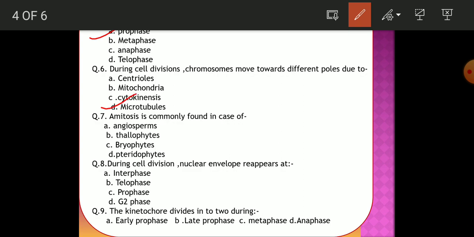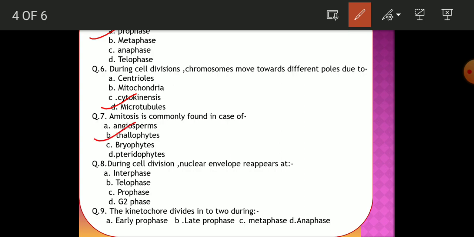Then comes the next question: amitosis is commonly found in which of these: angiosperms, thallophytes, bryophytes, or pteridophytes. Basically, amitosis we are going to cover in the next video or class. So here is the question, a basic knowledge of amitosis: these are mainly found in thallophytes. So the answer is thallophytes.